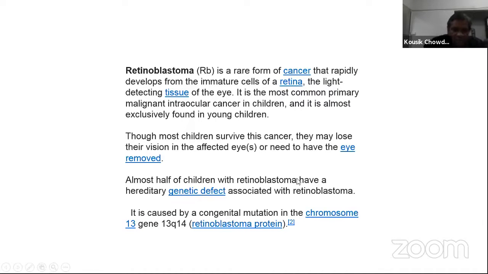Almost half of the children with retinoblastoma have a hereditary genetic defect associated with retinoblastoma. We are coming to details. It is caused by a congenital mutation in the chromosome 13 gene 13q14, the retinoblastoma protein.